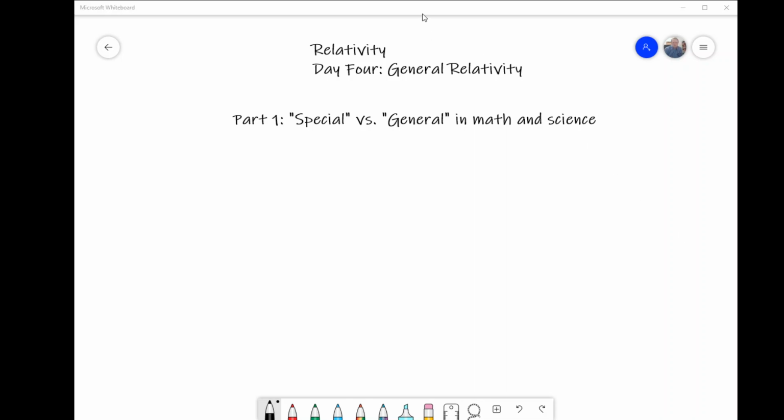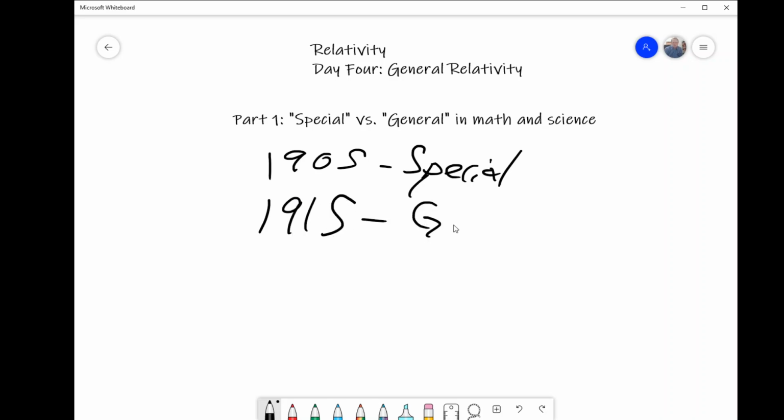So as we proceed through relativity, we're going to move on to the general theory of relativity. Einstein actually published two major papers on relativity. The first, in 1905, was the special theory of relativity. And then the second came in 1915. And this is the general theory of relativity.